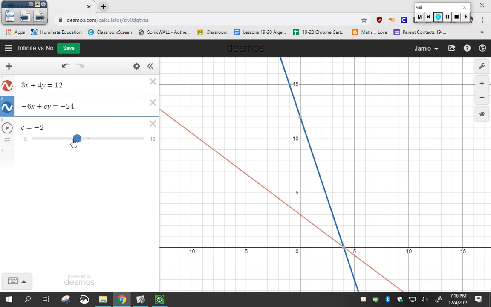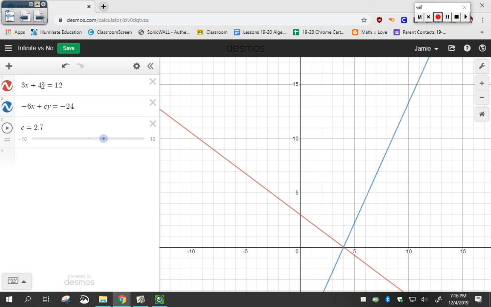So if I adjust C, remember we said A and B affect the slope. So if I adjust C, it changes my slope. If I move it down to negative 8, it lies on top of itself, which is really cool. So yeah, it lies on top of itself at negative 8. It's two of the same lines. So that would give me infinitely many solutions because that's what changes the slope.